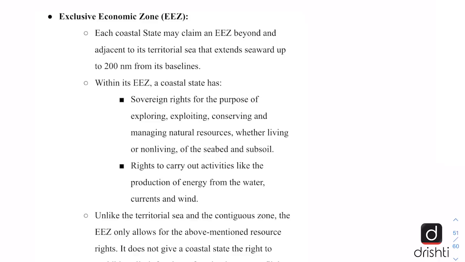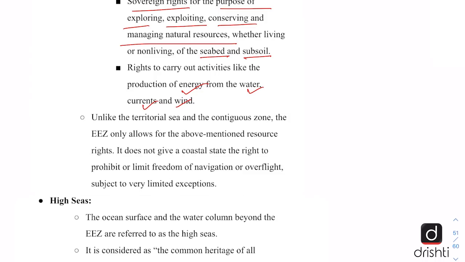Then we have the important exclusive economic zone, which extends up to 200 nautical miles from the baseline, and within the EEZ, a coastal state has sovereign rights for the purpose of exploring, exploiting, conserving, and managing natural resources on the seabed and the subsoil. And it also has rights to carry out activities like the production of energy from the water, currents, and wind. And unlike the territorial sea and the contiguous zone, the EEZ only allows for the above mentioned resource rights. It does not give a coastal state the right to prohibit or limit freedom of navigation or overflight, subject to very limited exceptions.